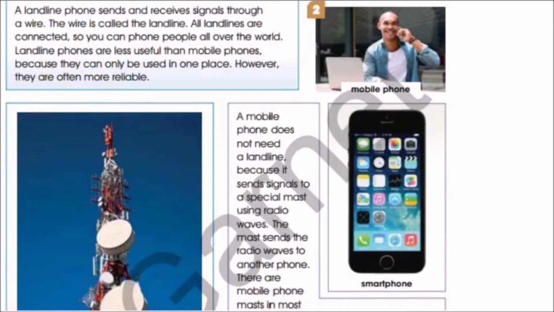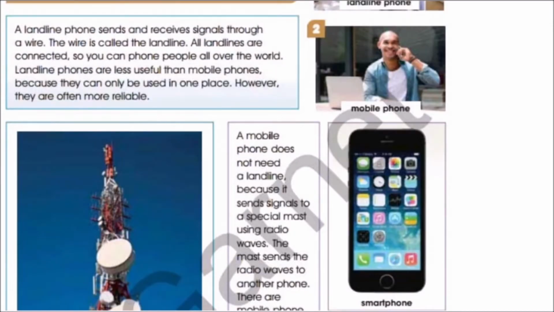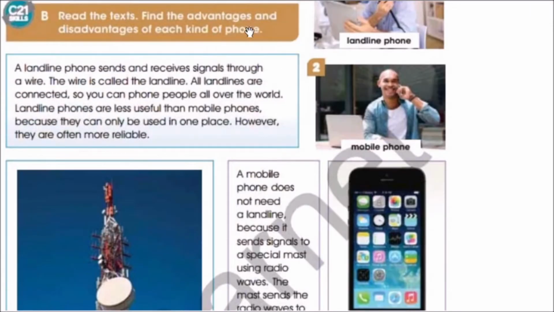Now, in this text, what are the advantages and disadvantages? Now, he said here, landline phones are less useful than mobile phones because they can only be used in one place. Now, they can only be used in one place. We have this, and we have they are often more reliable.